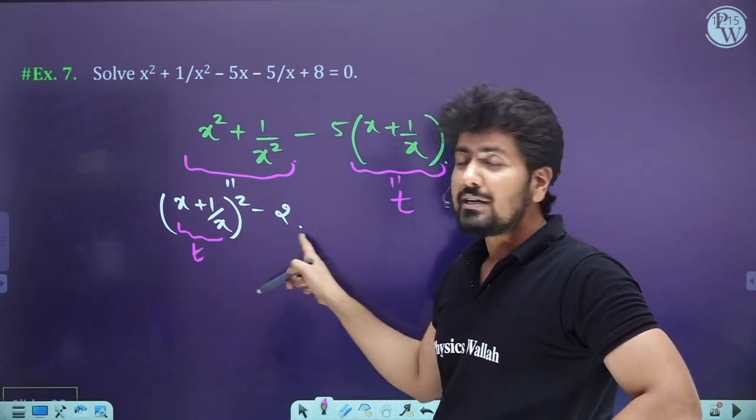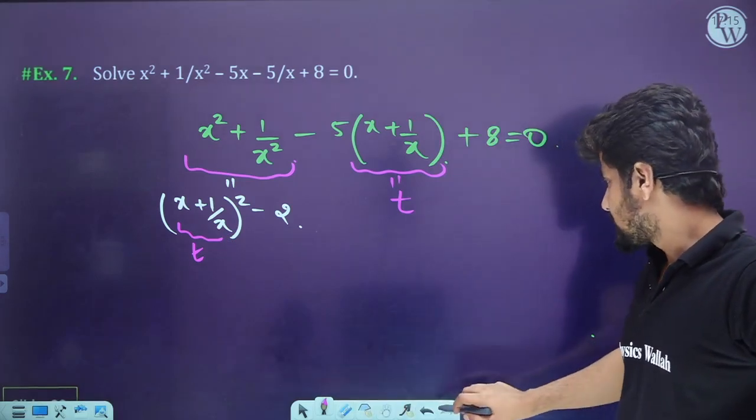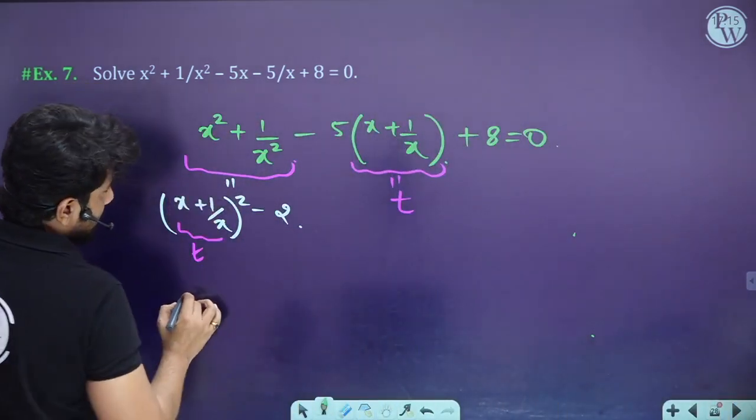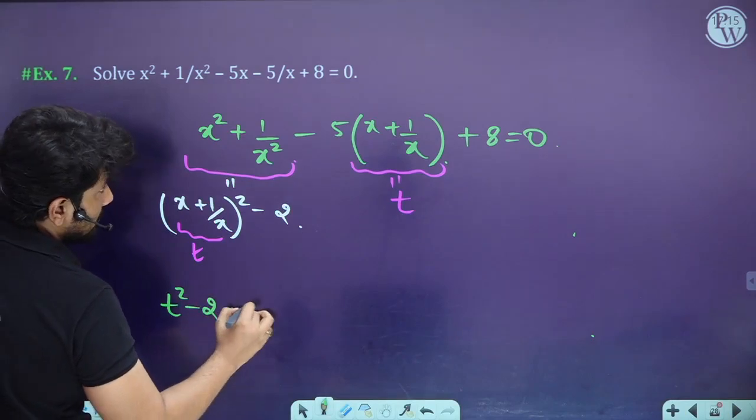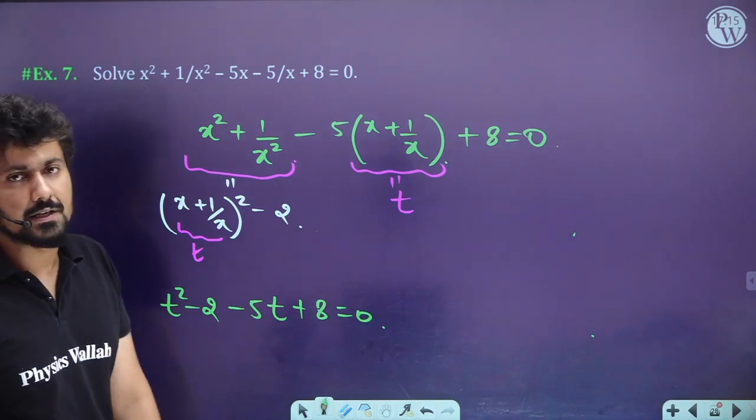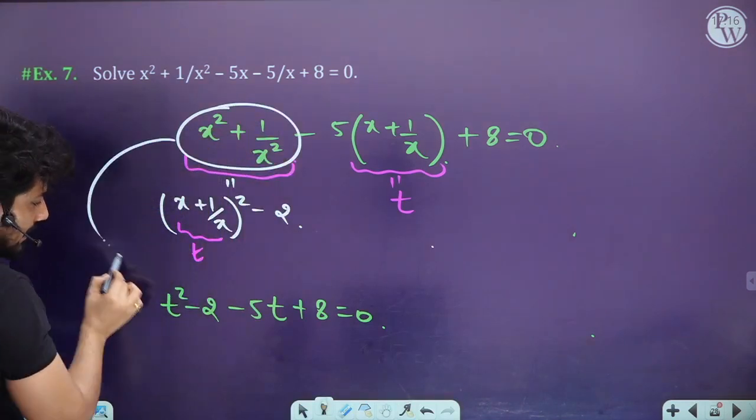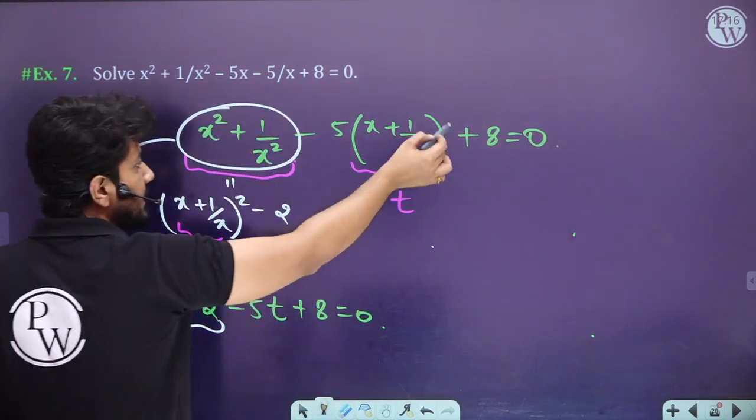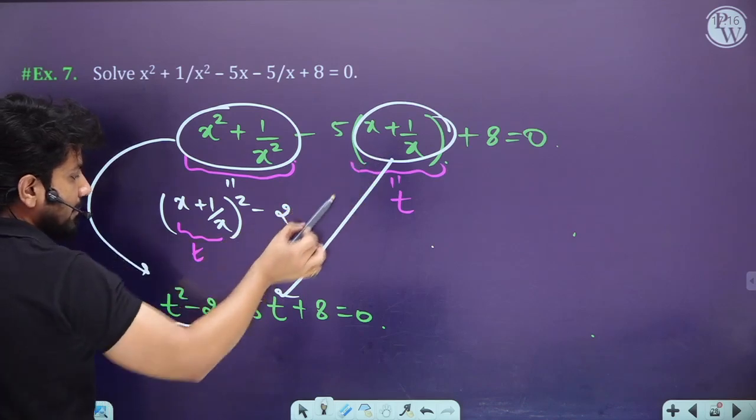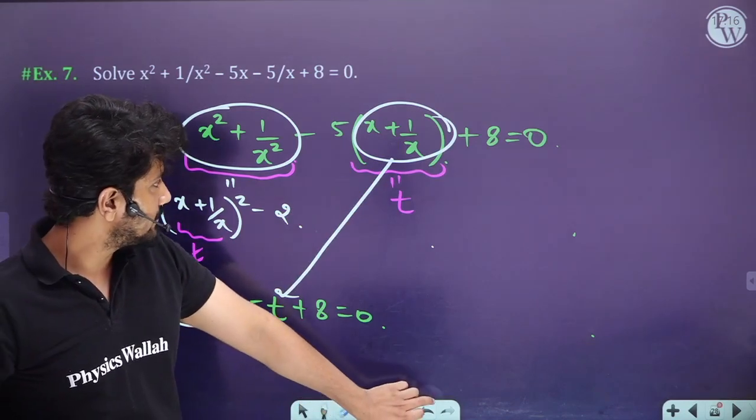So, this is what now? T square minus 2. So now we have this equation as t square minus 2 minus 5t plus 8 equal to 0. Very beautiful quadratic equation we have generated now. See, this portion x square plus 1 by x square, I have written as t square minus 2. I have taken x plus 1 by x as t. So we have t square minus 2 minus 5 times t plus 8 is equal to 0. Right, everyone? Very easy.